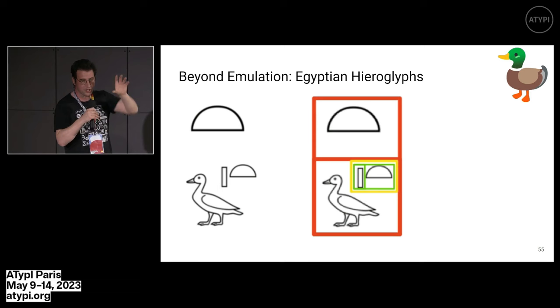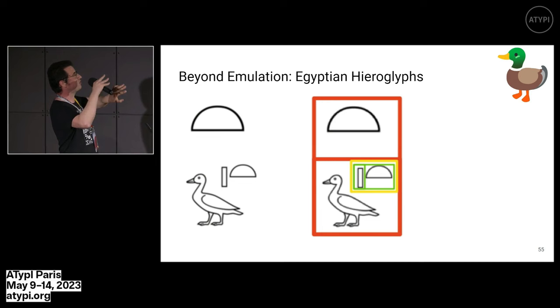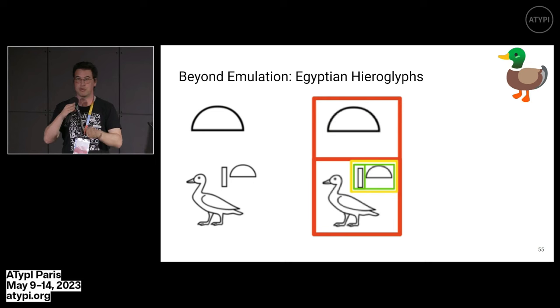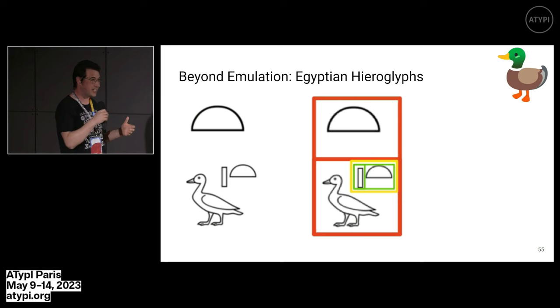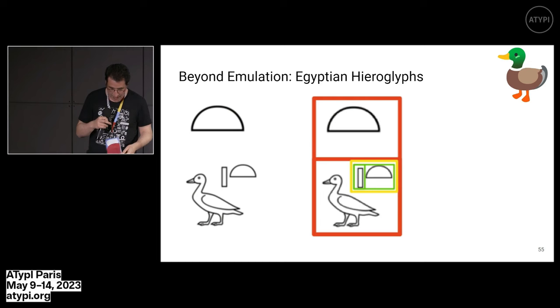On the top, put this. On the bottom, split it into quadrants. Put the duck in the bottom left quadrant. And in the top right quadrant, split that again and split that again. So it's incredibly complicated. It's incredibly complicated even just to pass the instructions to lay this out.